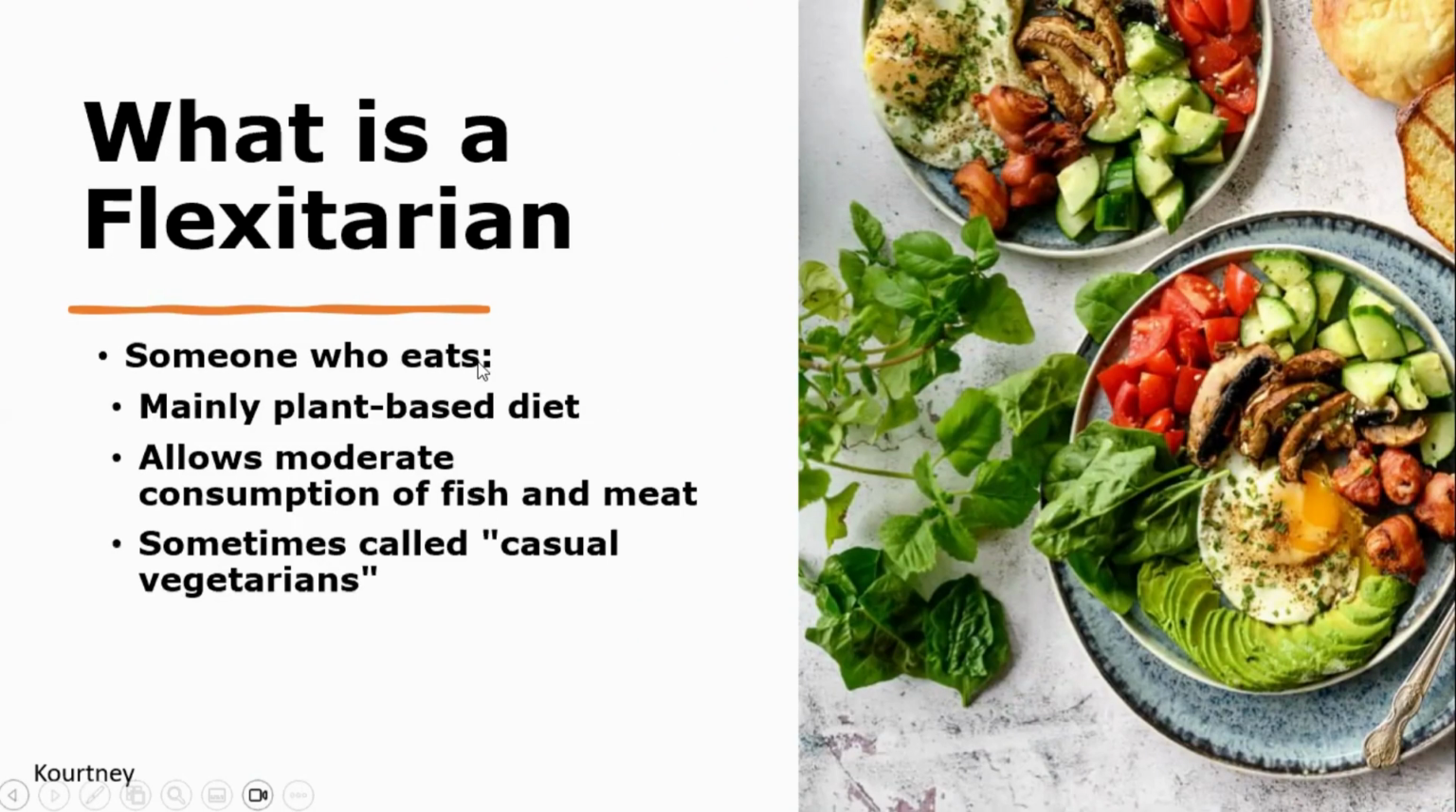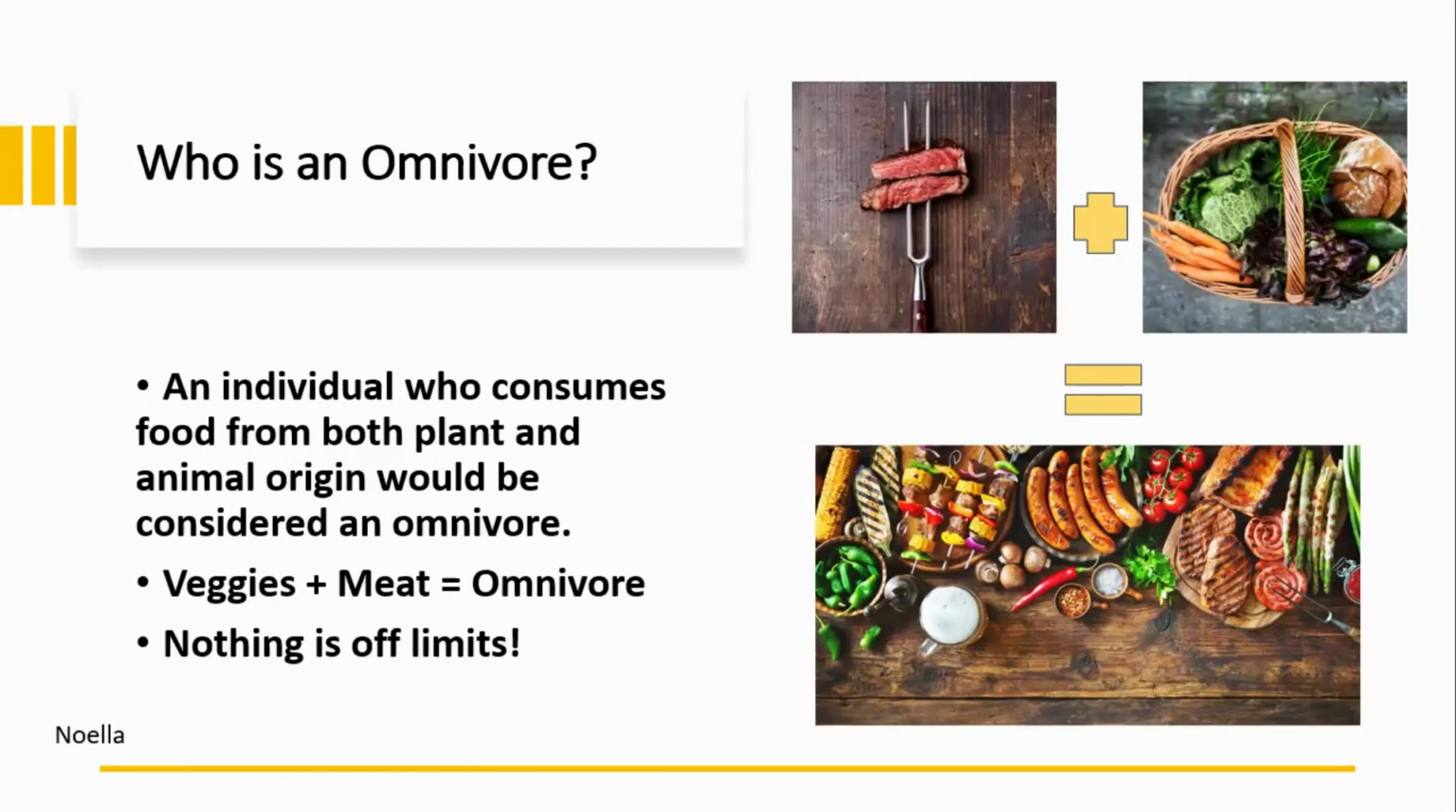What is a flexitarian? First thing I would like to mention, this one is not currently in our book. It's on 132, but please feel free to fill in any information on the blank space. So this is a person who eats mainly plant-based, but also allows for moderate consumption of fish and meats. Another name for them is also called a casual vegetarian. Now, let's get into who can be categorized as an omnivore.